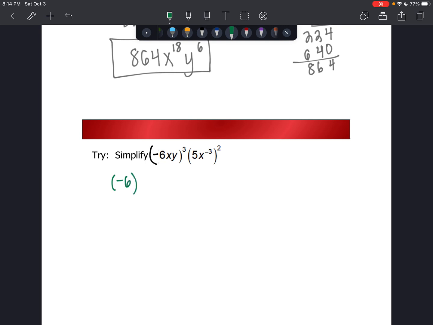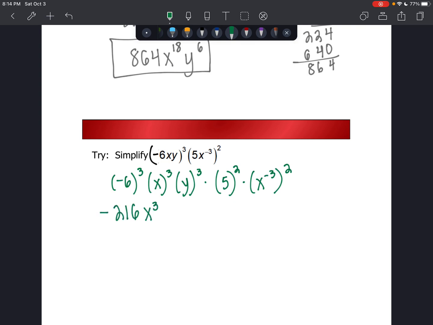So I'm going to have negative 6 to the third power, x to the third power, y to the third power, times 5 to the second power, times x to the negative 3 to the second power. Negative 6 cubed is negative 216. Hopefully you can do that as quickly as I can. X cubed, y cubed, because it's really going to help you. Times 25, 5 squared is 25, times x to the negative 6 power.